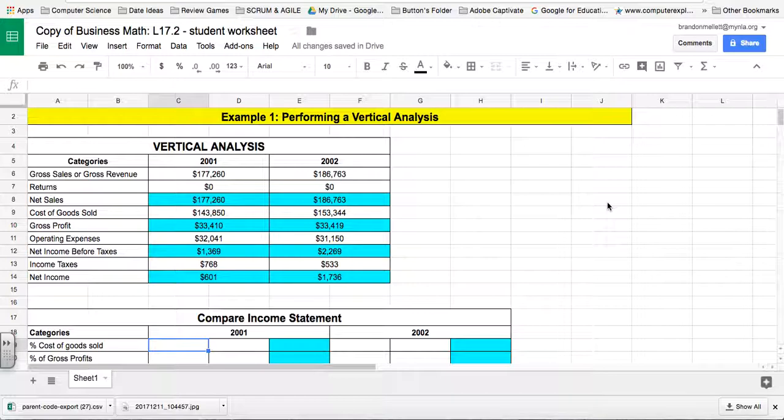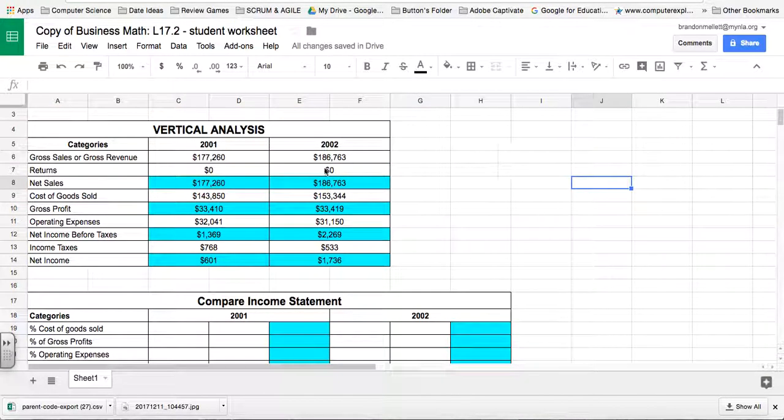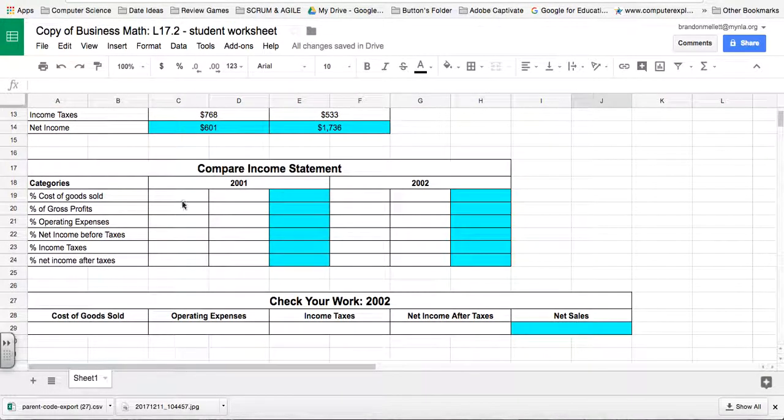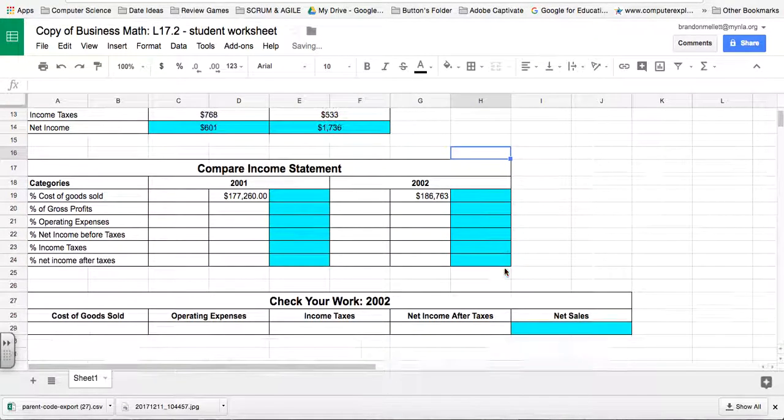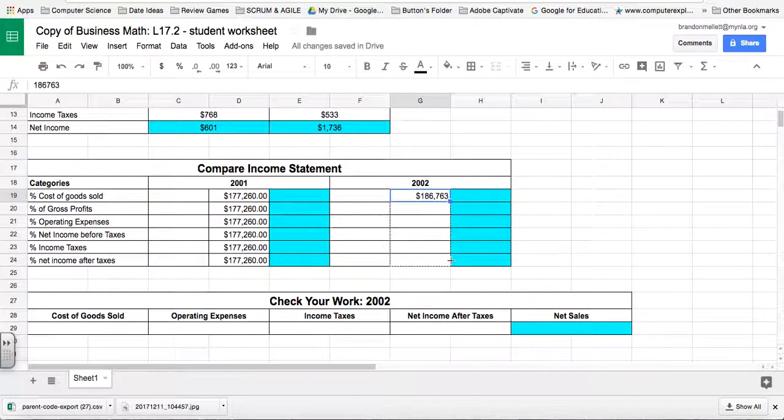In example 1, we're performing a vertical analysis from one year to the next. We're still using the General Motors income statement that we looked at in lesson 17.1. So here are the numbers. In comparing, we're going to take some of the numbers from above and put them into here. The net sales for year 1 was $177,260, and for 2002 it's $186,763. These are going to be the same base numbers that we'll be using through this entire vertical analysis.